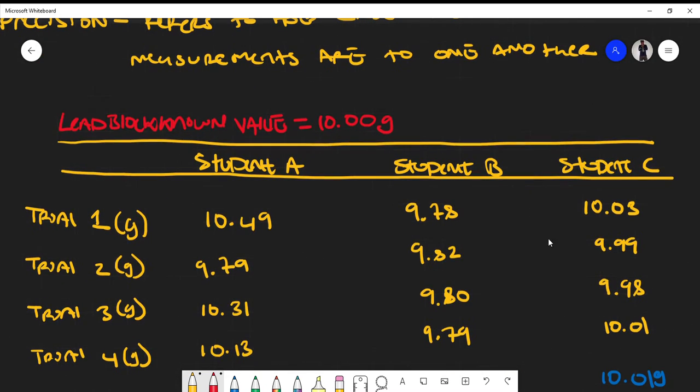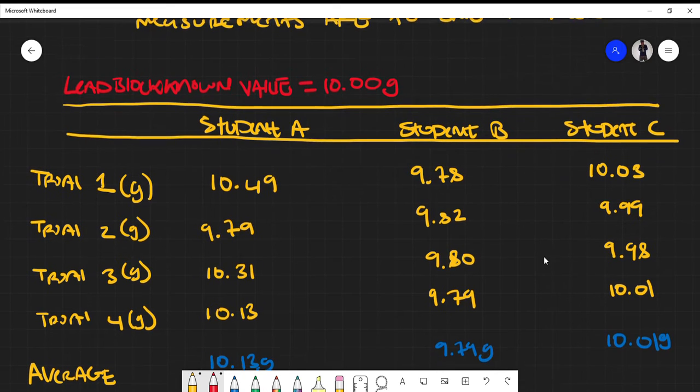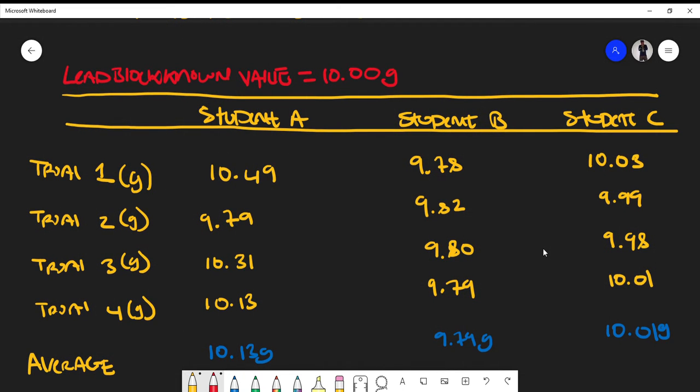Let's say we have a known block. In the previous slide we talked about the block having a weight of 9 grams, but in this example our lead block is 10 grams. That's the known measurement of the block before you actually go in the lab and perform your measurement, so that is the true value of the block. Let's say we have 3 students, student A, student B, and student C, and they each do 4 trials.